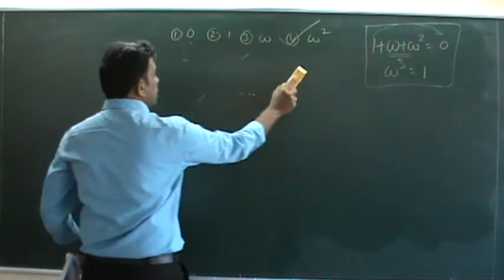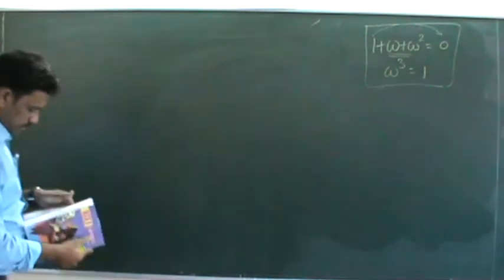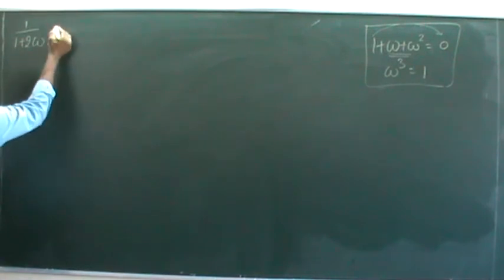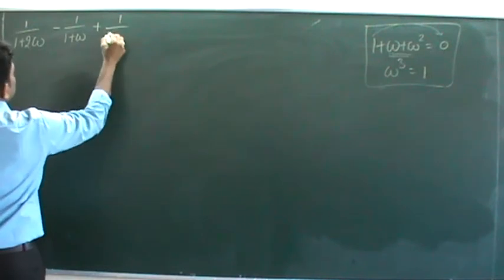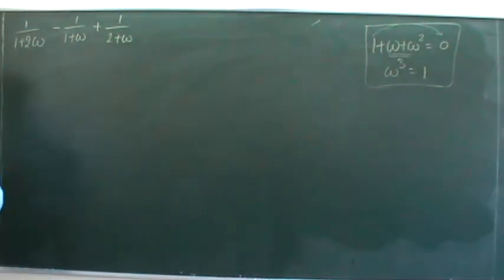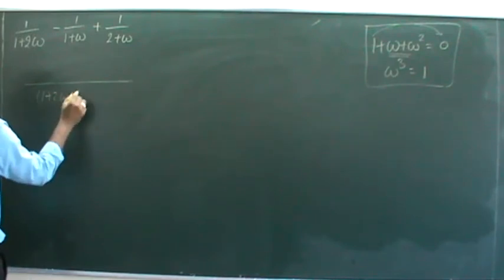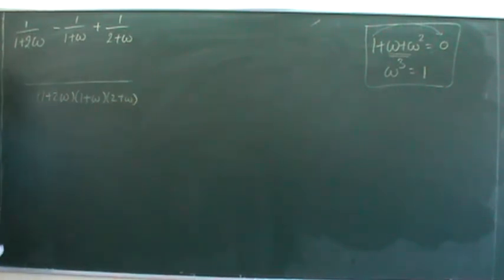Now we'll go to another question. The next question is 1 by (1 plus 2ω) minus 1 by (1 plus ω) plus 1 by (2 plus ω). How to do this one? First we take the LCM. What is the LCM? (1 plus 2ω) into (1 plus ω) into (2 plus ω). We do the LCM here.